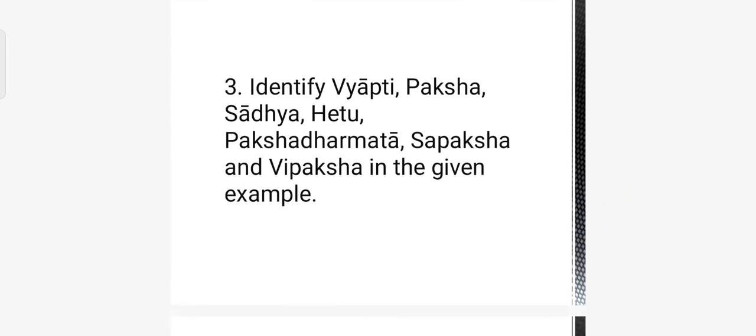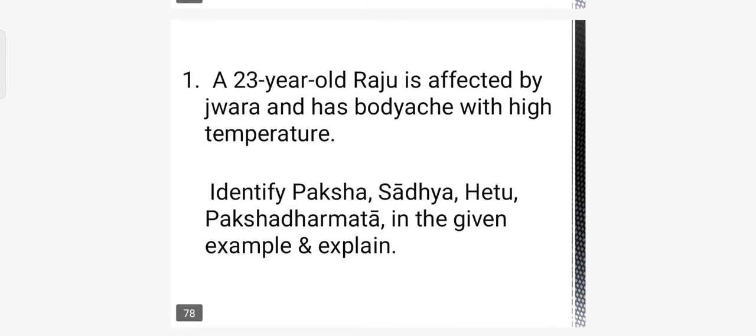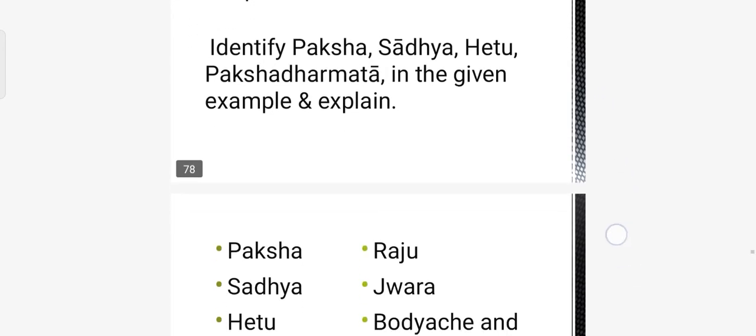So moving on to the next one: identify Vyapti, Paksha, Sadhya, Hetu, Paksha Dharmata, Sapaksha and Vipaksha. Here in the example, you can see a 23 year old Raju. Try to remember it's problem based or situation based, hence the question would be framed in the same way. A 23 year old Raju is affected by Jwara and has body aches with high temperature. Identify the Paksha, Sadhya, Hetu and Paksha Dharmata in the given example.